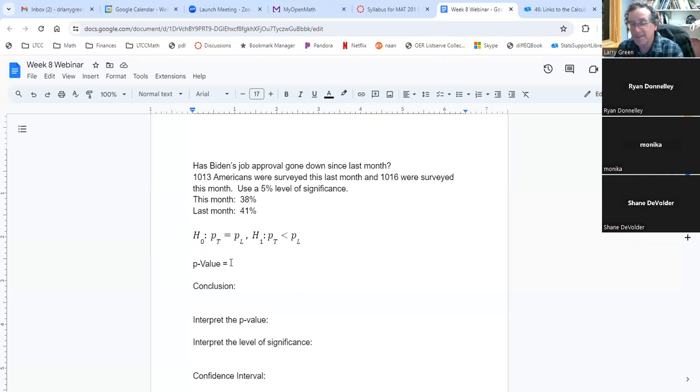Okay, so now I need a p-value. Let's use a 5% level of significance. Again, it's politics. So to get a p-value, what do you think I have to do? I'm hoping you're there at this point in class. The p-value is not 95%. What do I have to do to get a p-value? Similar thing I did last week. Yeah, we gotta go to the calculator.